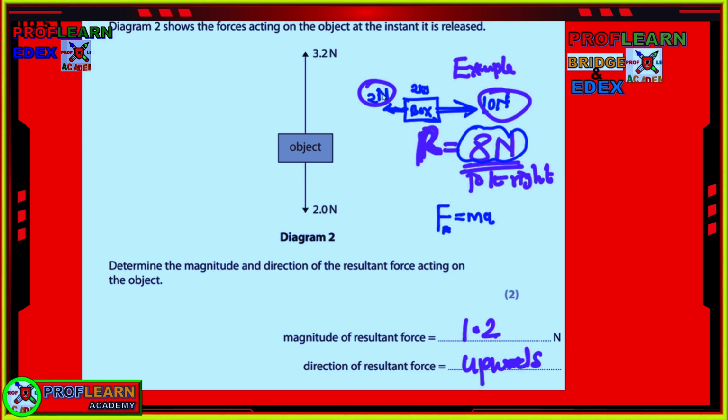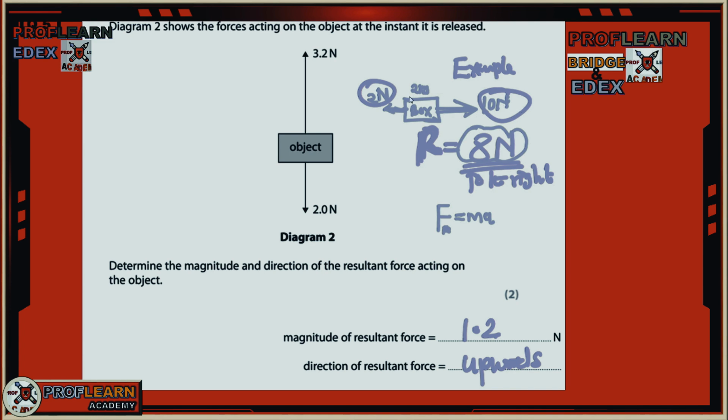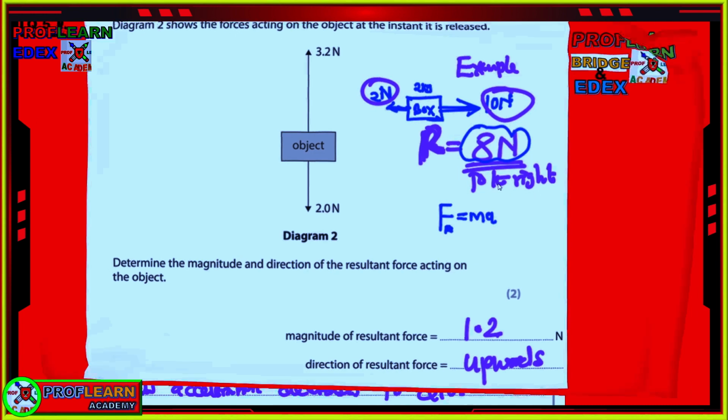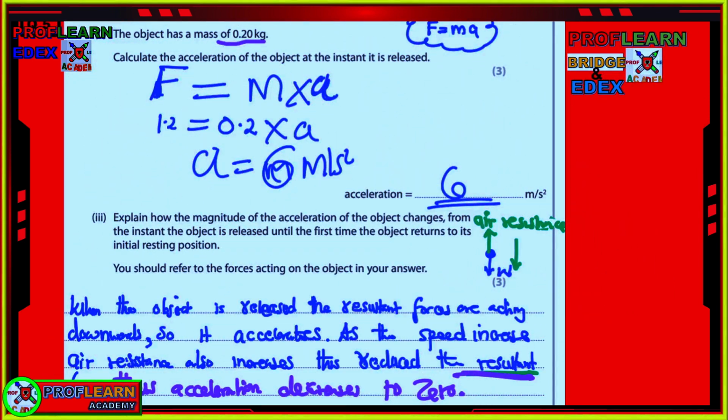I was just using an example here to explain to my students that if we have a box of 2 kg and there is a force of 10 Newtons pulling this side and another force of 2 Newtons this side, the resultant force will be the difference and the direction will be towards the right, towards the greater force. Next question is, the object has a mass of 0.2, we are supposed to calculate the acceleration.